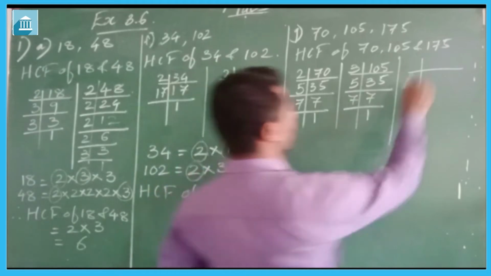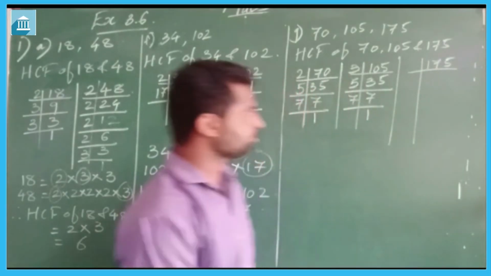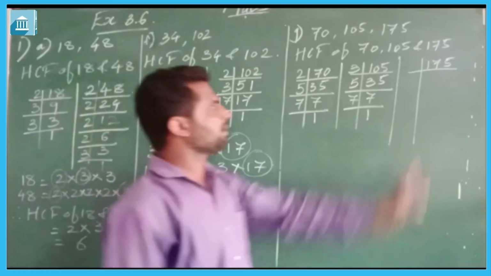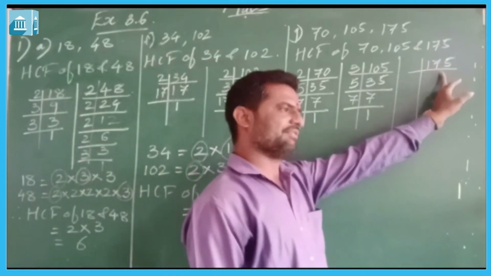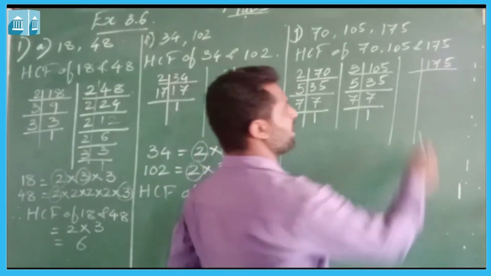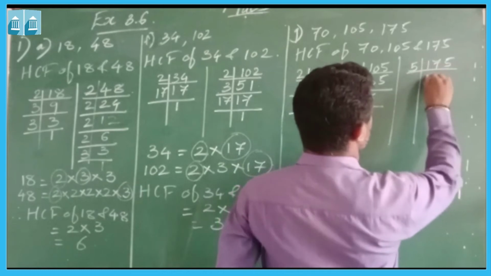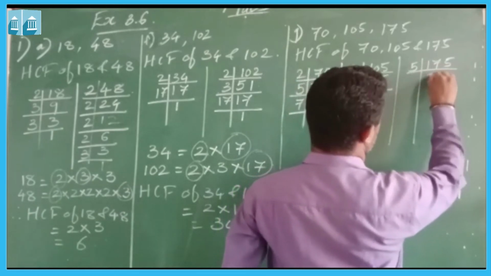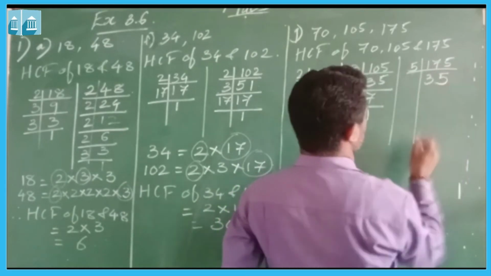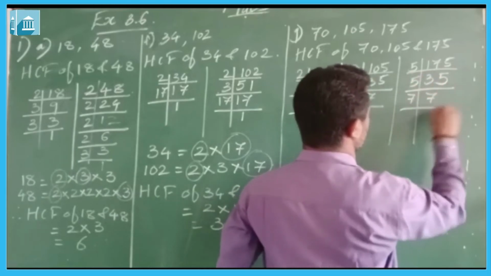175, now we have to do the prime factorization of 175. It is not divisible by 2. It is also not divisible by 3, because 1 plus 7 is 8, 8 plus 5 is 13, which is not divisible by 3. So it is divisible by 5, and again by 5, so 7, 7, 1.